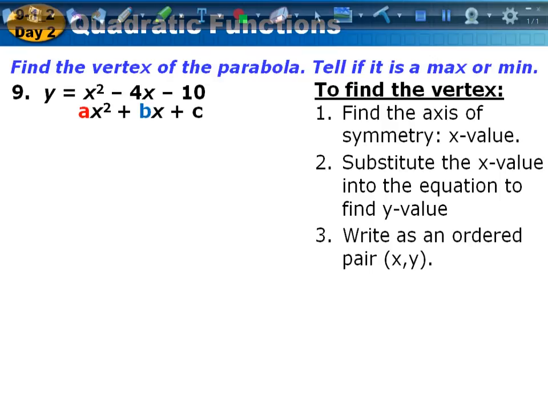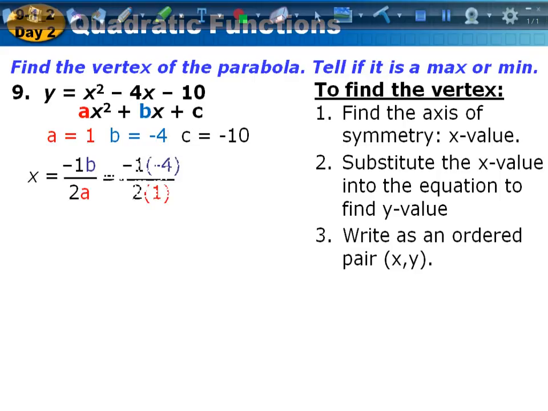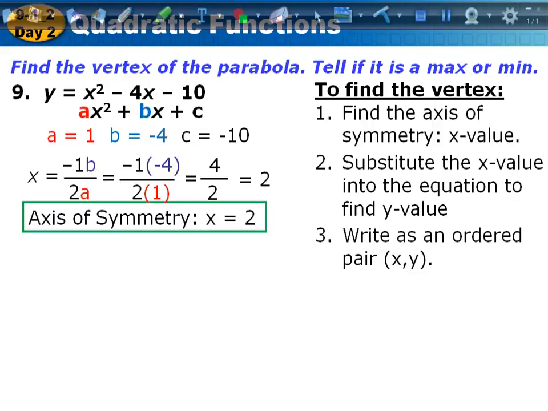Again, the first thing we're going to do is identify our A, B, and C. There's no number in front of the x squared, so that one's going to be a 1. B is going to be negative 4. C is going to be negative 10. Number 2, substitute the x value into the equation to find y. So negative 1 times b over 2 times a. We're going to plug in the negative 4 and the 1. Multiply the top and the bottom. We get 4 over 2, which is just 2. So our axis of symmetry is x equals 2.